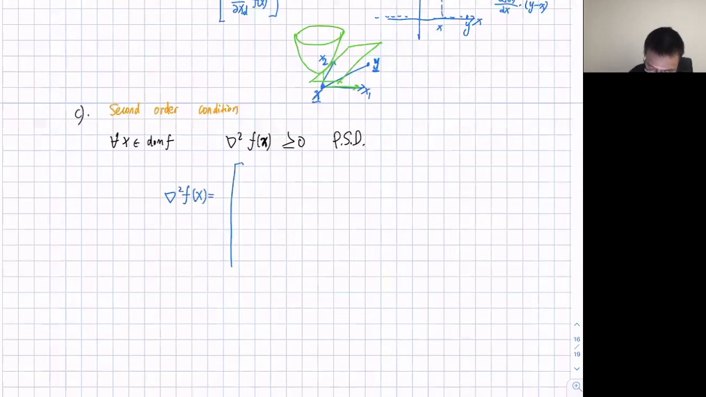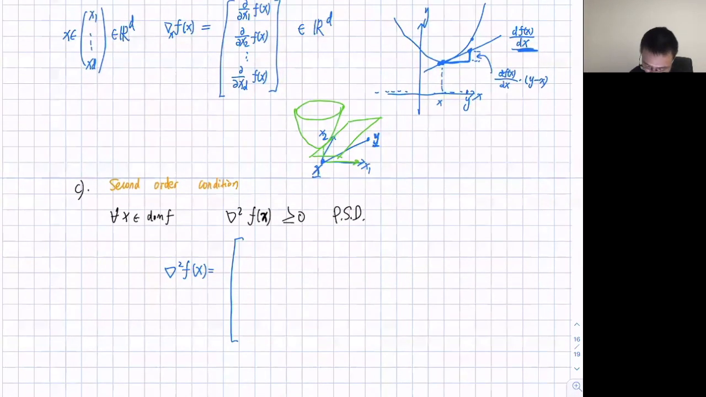By definition, you first do the partial derivative with respect to x1, and you do it with x1 again, f of x. Then you do it with x1, but the second time you do it with x2, f of x, and so on and so forth. Here you do it with x2 first, and then with x1, and so on. It turns out the order in which you take the derivative doesn't matter much, okay?